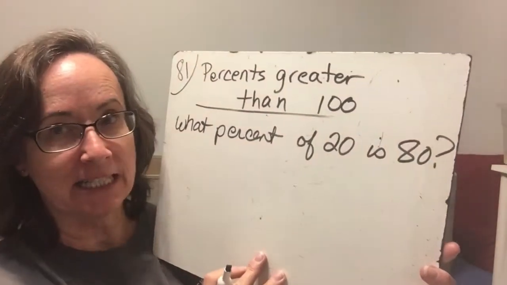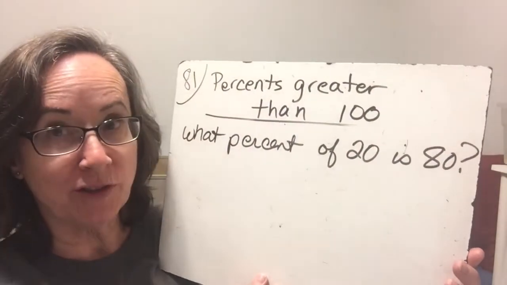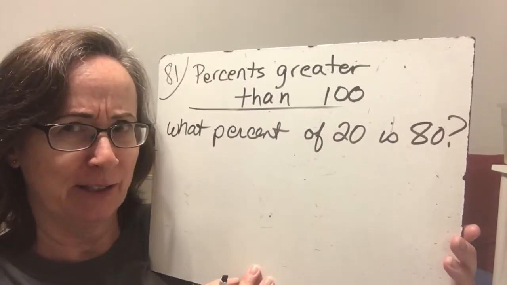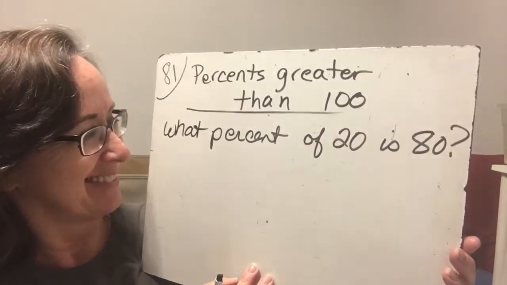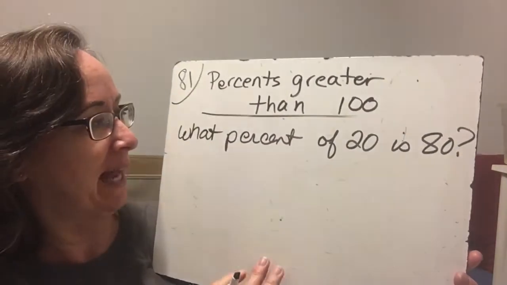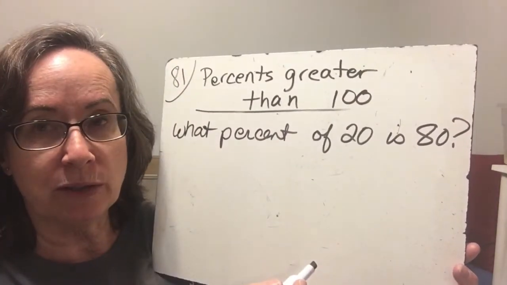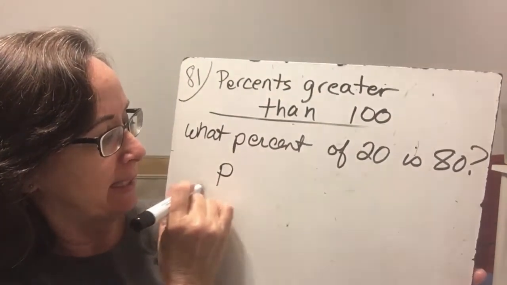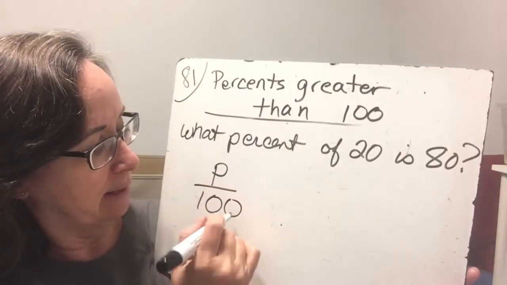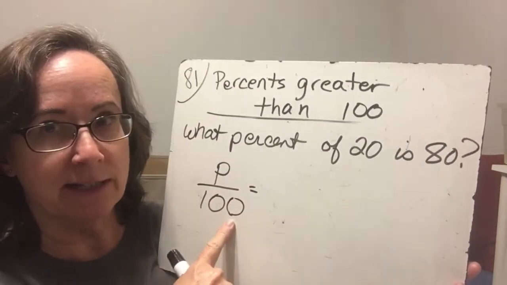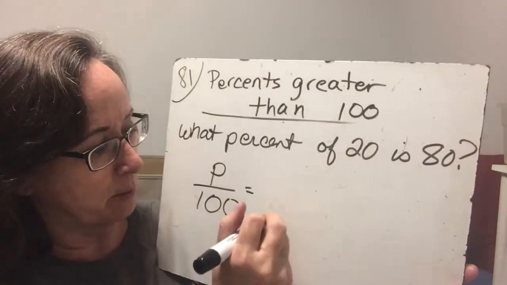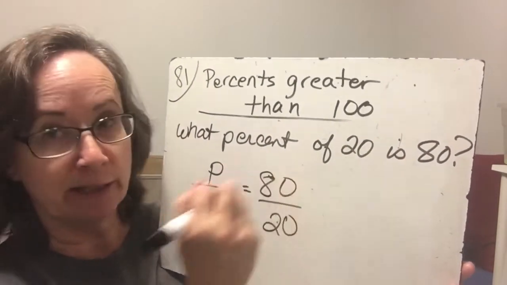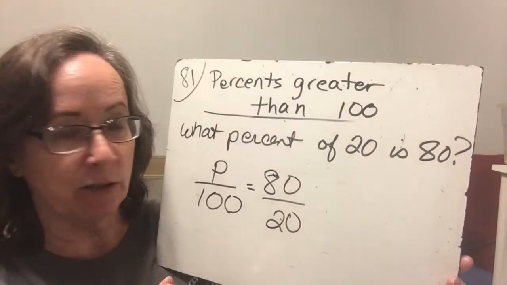Okay, this is practice B. What percent of 20 is 80? Now copy it down and pause your video. Okay, so we're going to write this one out, and I'm going to use the ratio method this time. So we're going to say what percent is P over 100. And remember, the 100 is always the of number, so the of number will go down here, and the is number will go on top. So I'm using the ratio method this time. I want you to be able to do them all.